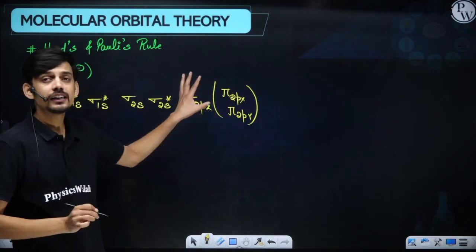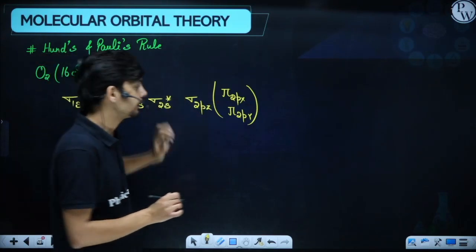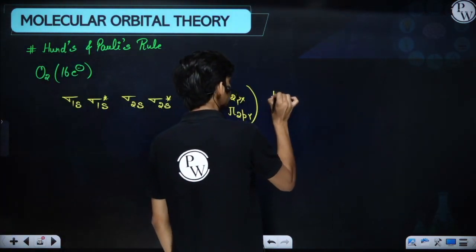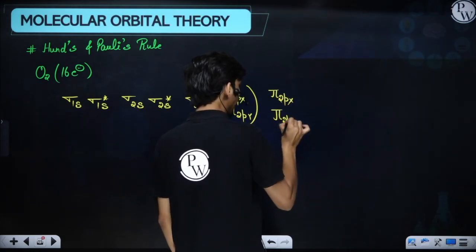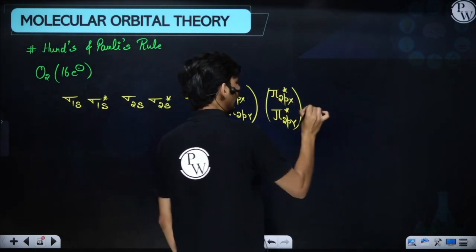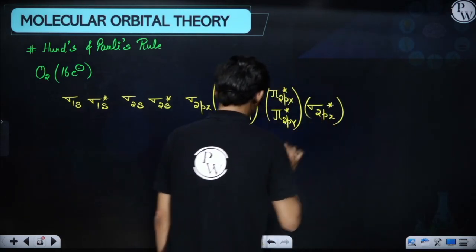Right now you cannot derive this order, so you should learn this energy order. This is the only thing that you should learn from this theory. So, pi 2px, pi 2py, then you will have pi 2px antibonding, pi 2py antibonding, both having the same energy, and then you will have sigma 2pz antibonding for oxygen.